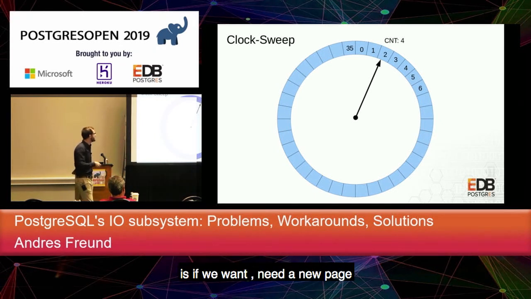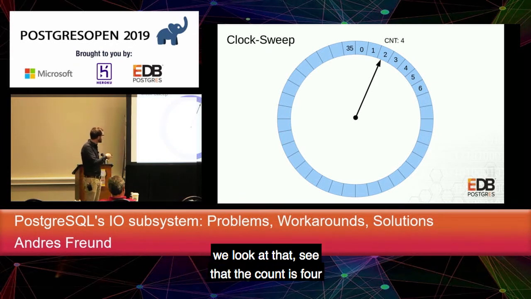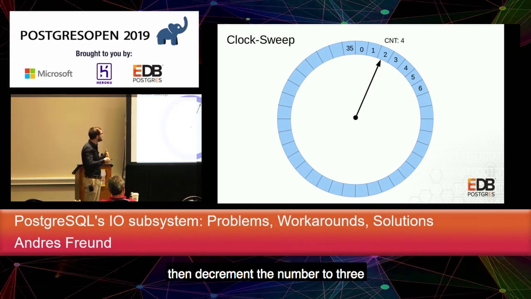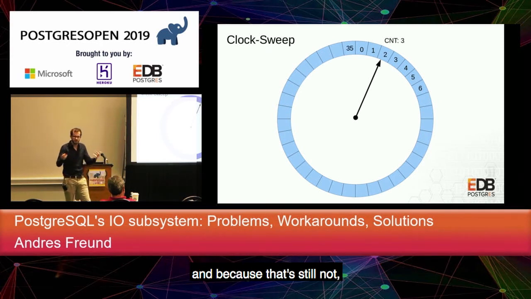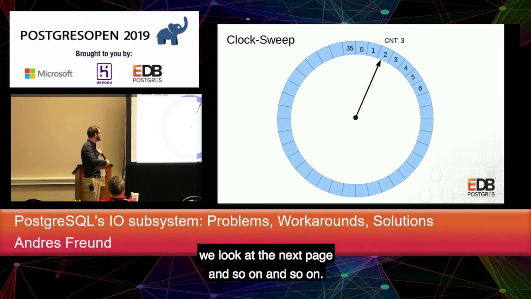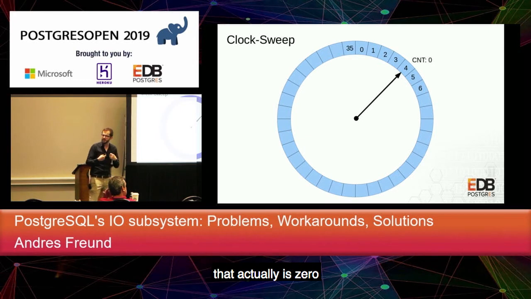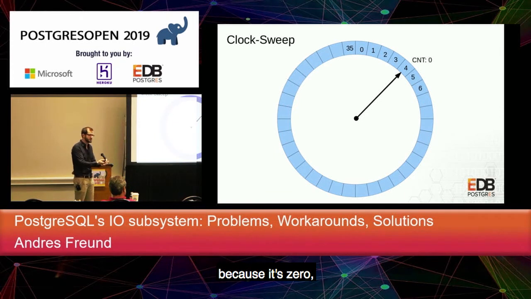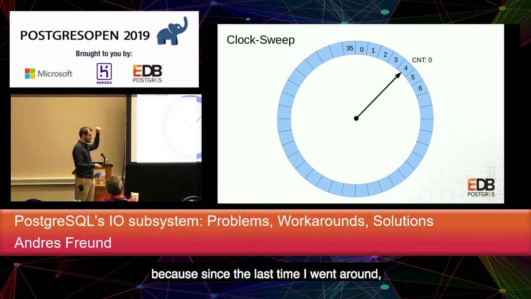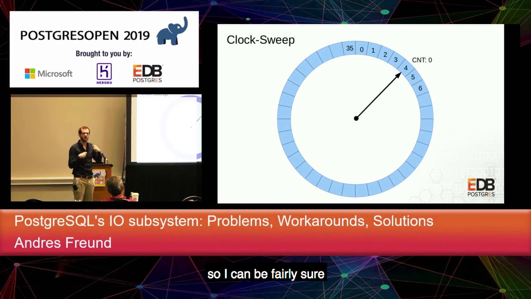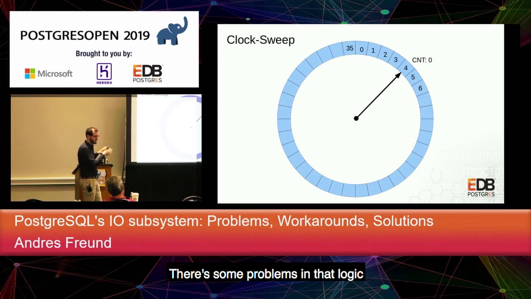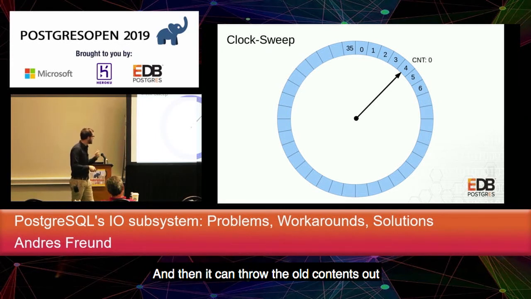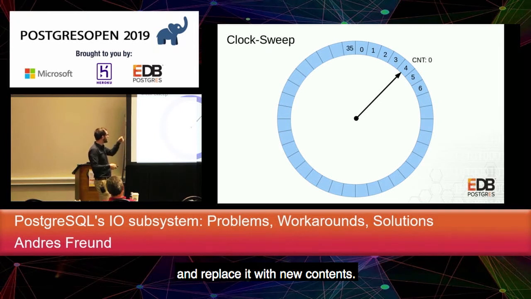And if the count is bigger than 0, then we can't replace the contents. So if we need a new page, we look at that, see that the count is 4, see that it's not 0, and then decrement the number to 3, and because we now decremented it, we look at the next page, and so on. At some point, we might encounter a page that actually is 0, and say, OK, this page has not been used very recently because since the last time I went around, nobody has used it, so I can be fairly sure that it is not recently used. There are some problems in that logic, but that's the way it works. And then it can throw the old contents out and replace it with new contents.